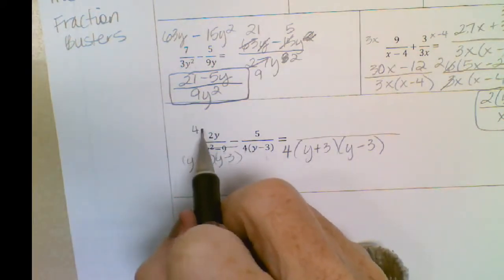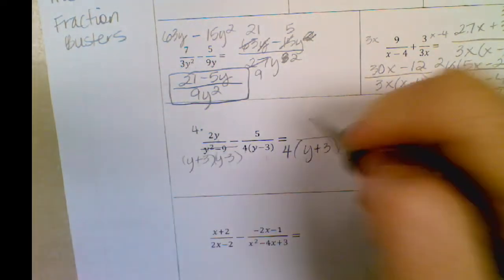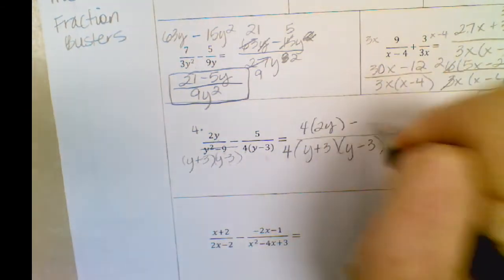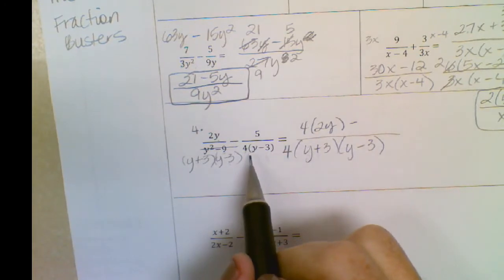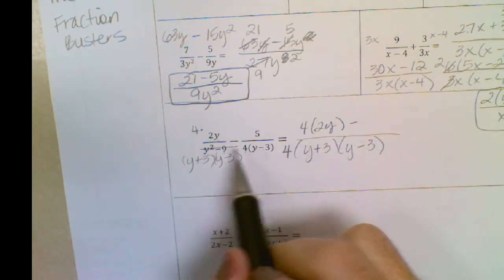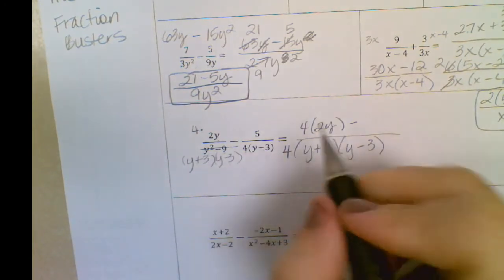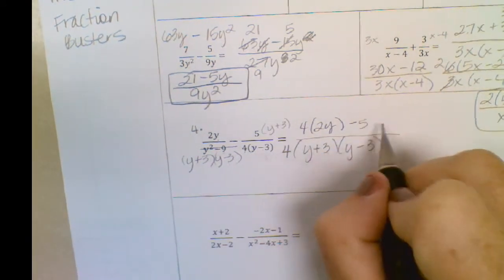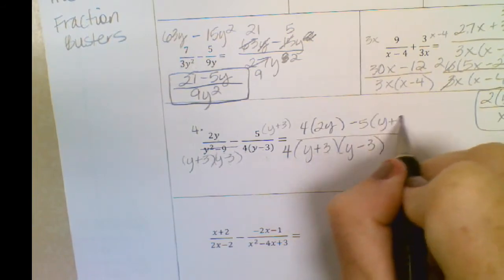So I've got to multiply that 2y by the 4. So I've got 4 times 2y minus, and then on this side I've got the 4 and the y minus 3. What it's missing is the y plus 3. So this is going to be multiplied by y plus 3. So minus 5 times y plus 3.